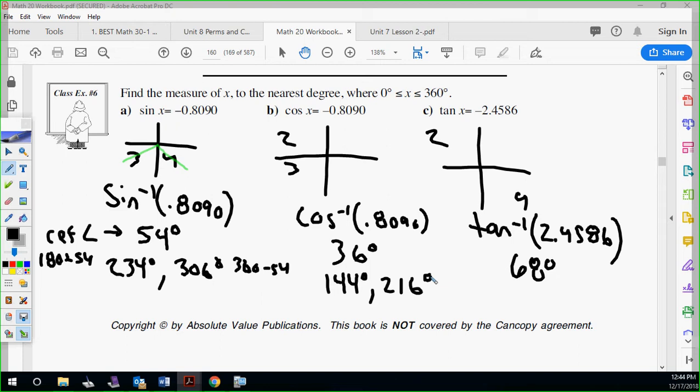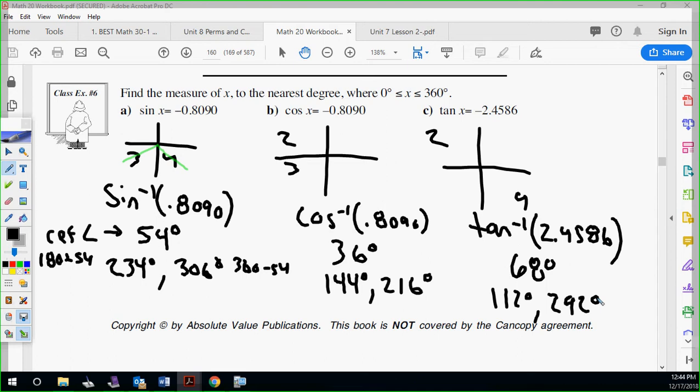Okay, and then tan 68, so we know we're in quadrants 2 and 4, so that's 180 minus 68, which is 112. And then it's 360 minus 68, so that's 292. Oh, yeah, 292, misprint on this one. Okay, questions? So you can see, guys, we're doing all these things full circle.